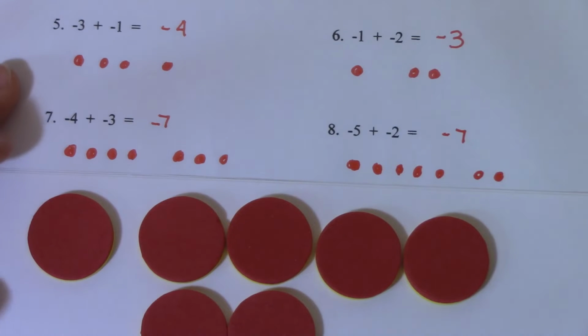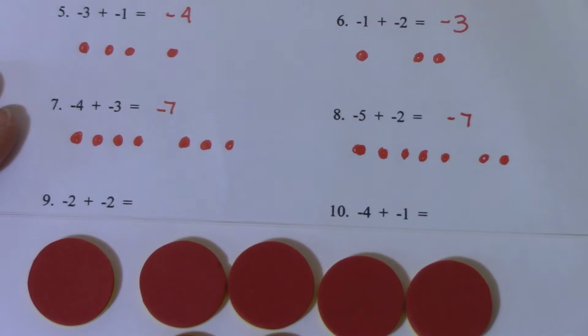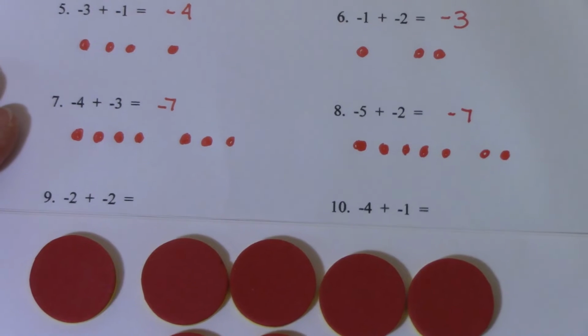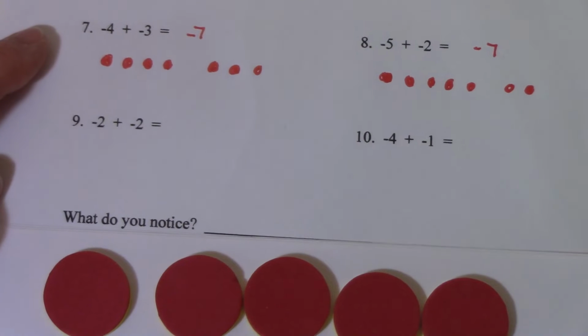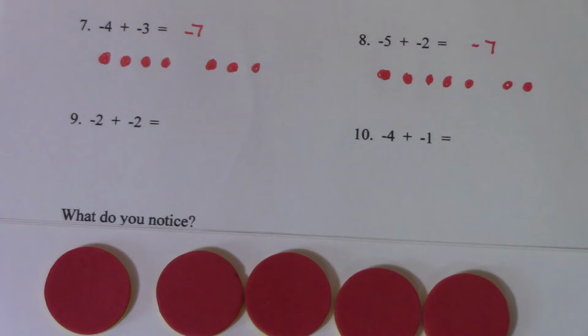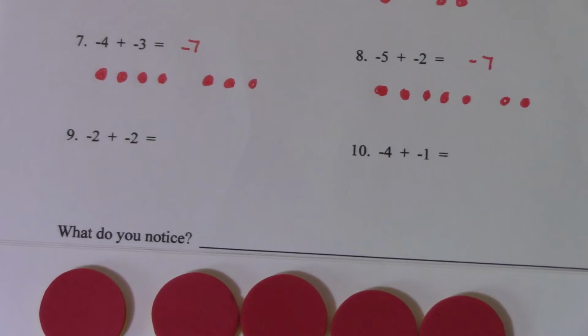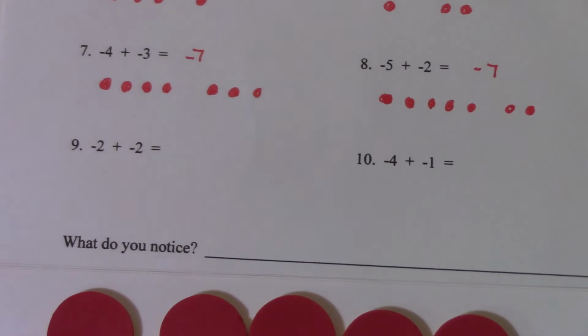And so by this point, people will probably have noticed a pattern. You can do more problems, or you can go right to where you ask them, what do they notice? If they don't notice a pattern, then they can do additional practice problems. But if they do, then you can ask them what they notice. And most people will notice if you have negatives and you're adding more negatives, then your answer is the combined total of those negatives.